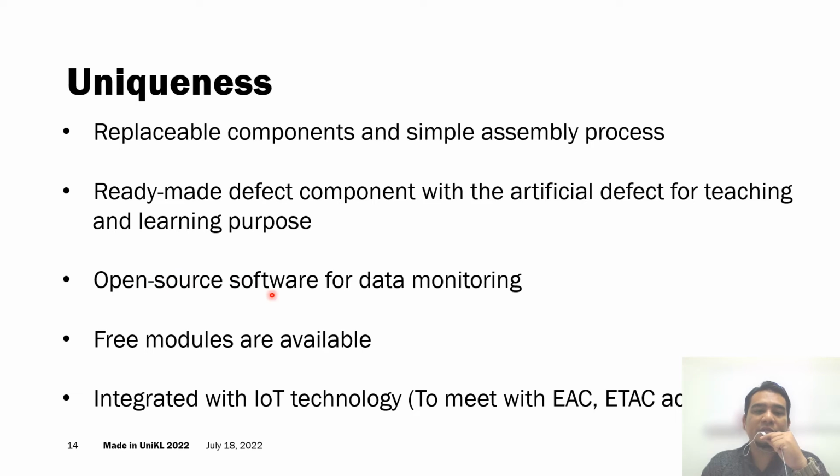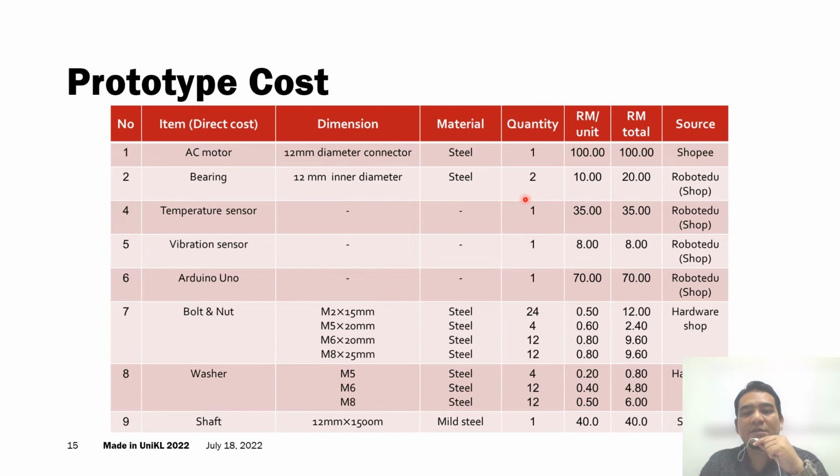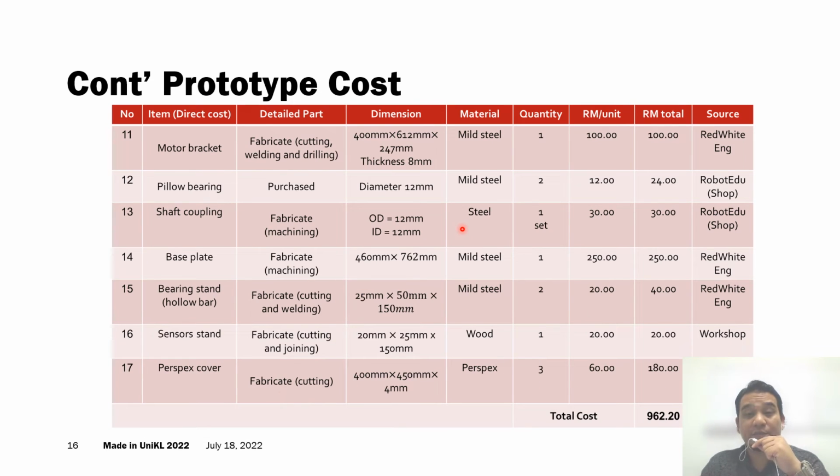We use open source software for data monitoring. In fact, there are free modules available that can be used. Another thing is that this project is integrated with IoT technology to meet the ESG and ETech accreditation criteria. This is the costing for this project. It consists of the cost of the AC motor, bearings, sensors, and the fabrication process, which cost us around 962 ringgit.